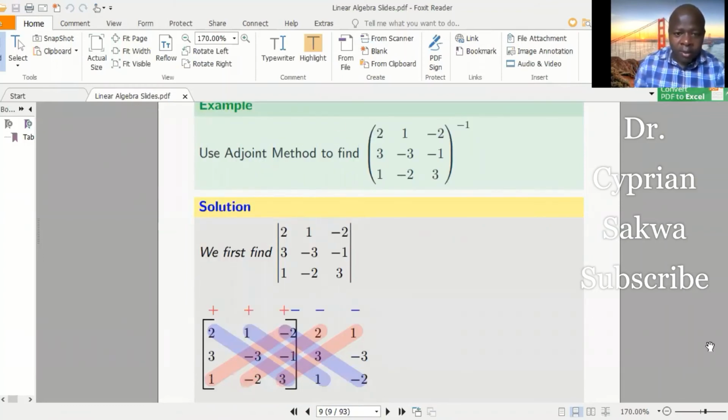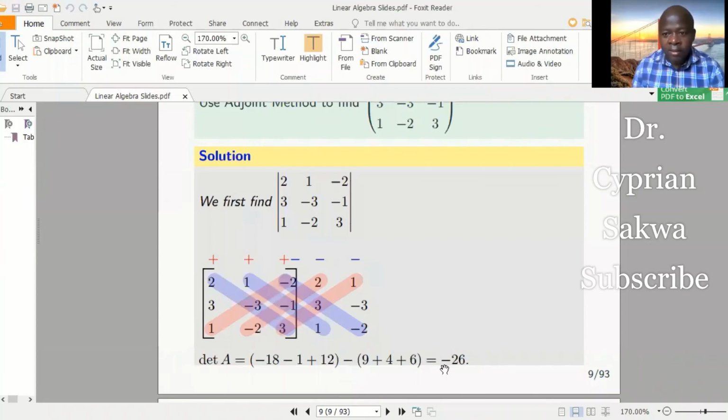So again, I've chosen the method that I said would be easier for a 3 by 3 matrix to find the determinant. We have this matrix, we write it here, and then add the first two columns here, and multiply along this diagonal and add, along this diagonal and add, this other diagonal and add. And then subtract the product along this diagonal, subtract the product along this diagonal, and subtract the product along this other diagonal. When that happens, we find our determinant as negative 26.